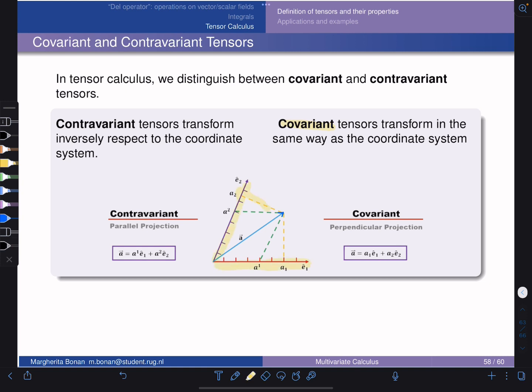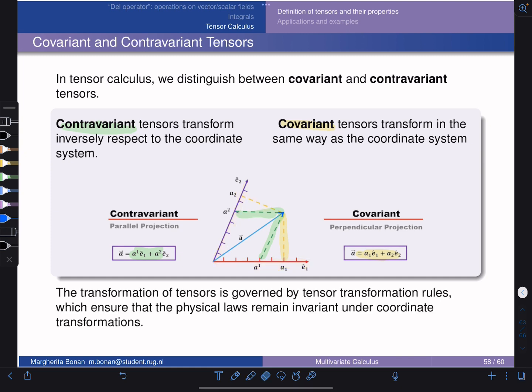two vectors' directions e1 and e2. So this was the green one, and this is the yellow one. The transformation of tensors is governed by the tensor transformation rule, and these rules ensure that the physical laws remain invariant under coordinate transformations.